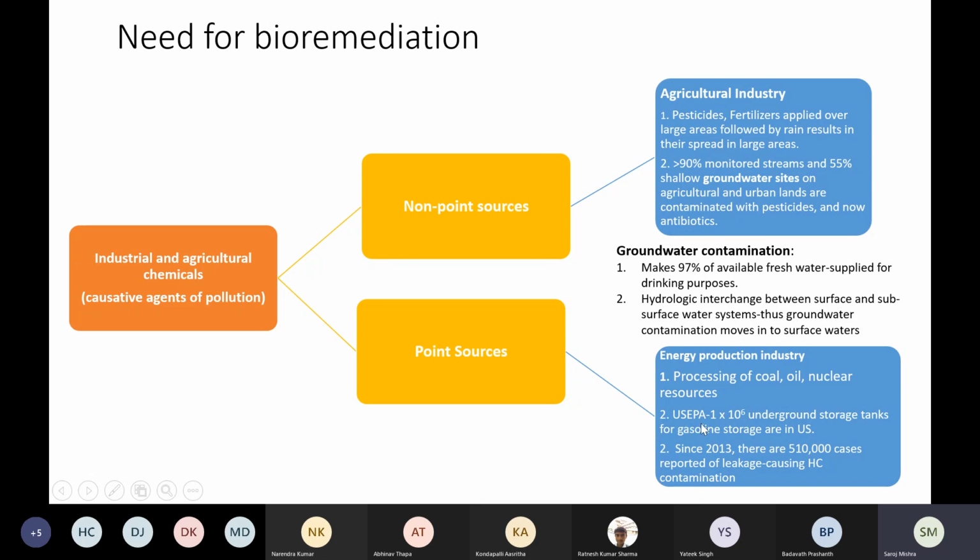According to the US Environmental Protection Agency, there are about a million, because the data is only available for the US, but I'm sure even in India and in several other countries also, there are underground storage tanks which store gasoline. Once the oil is refined and sent through various pipelines, it goes to underground storage tanks, like in a petrol pump. In the US, it was estimated that there are about a million such tanks, and since 2013, about 500,000 cases of leakage have been reported, which is causing hydrocarbon contamination.